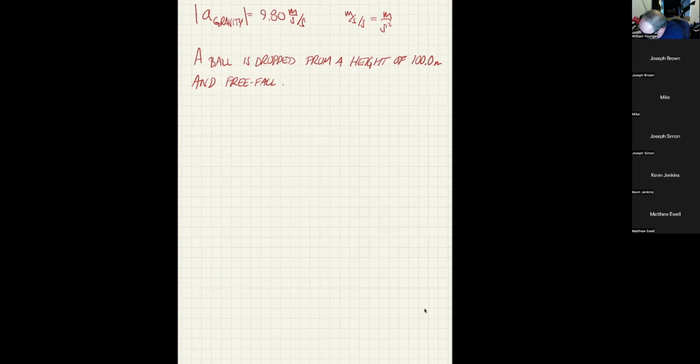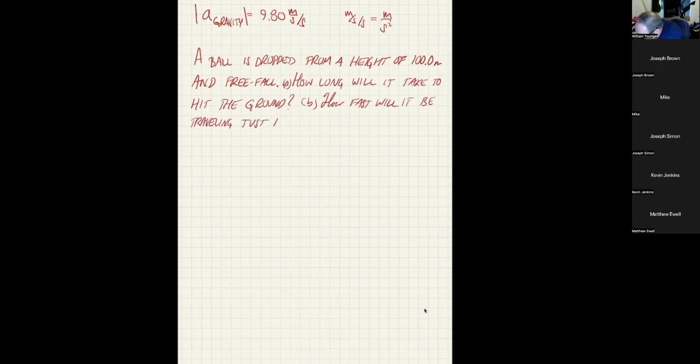And we want to know how long will it take to hit the ground, that's A, and B, how fast will it be traveling just before hitting? Okay, so that's the problem.